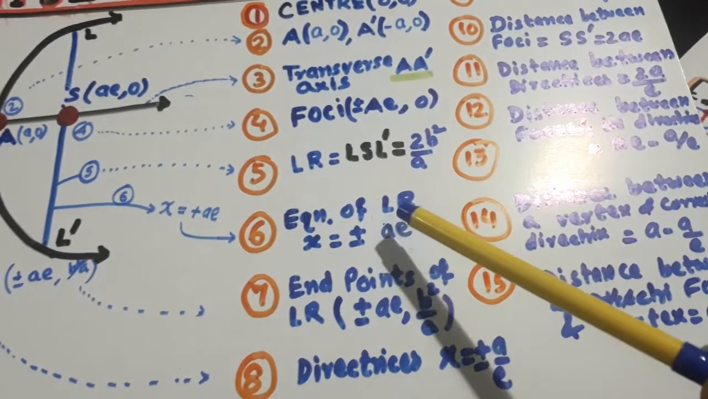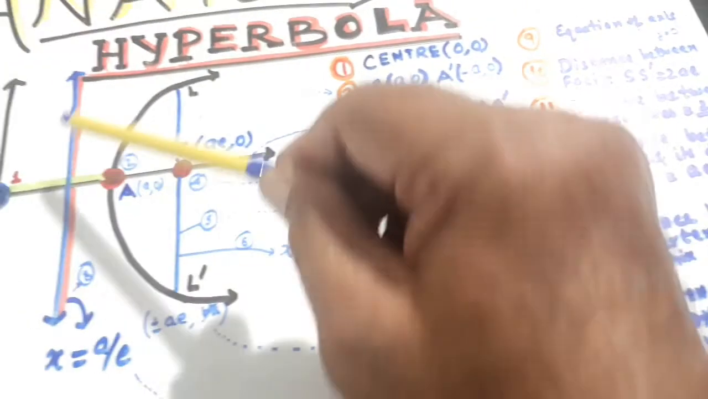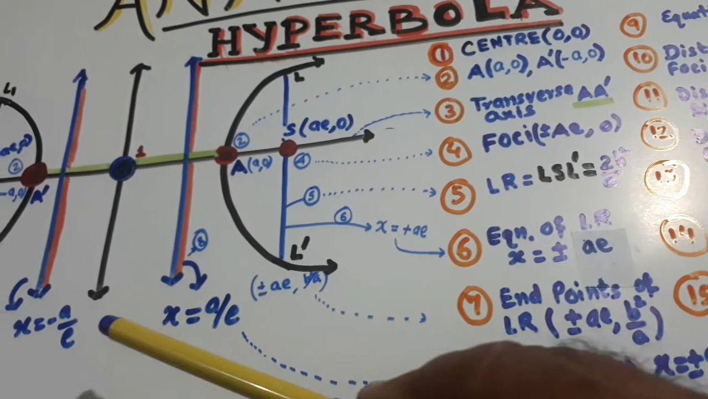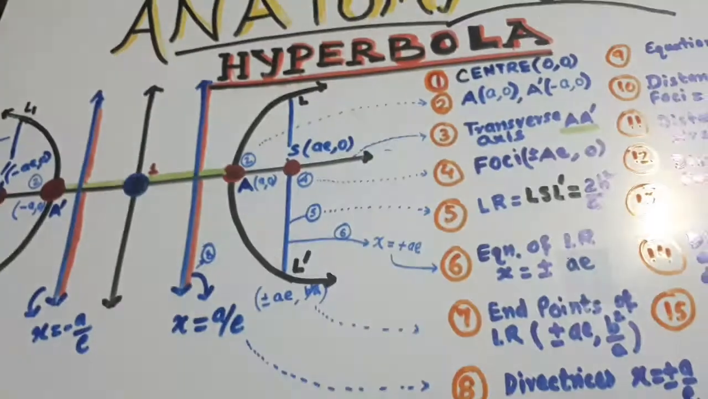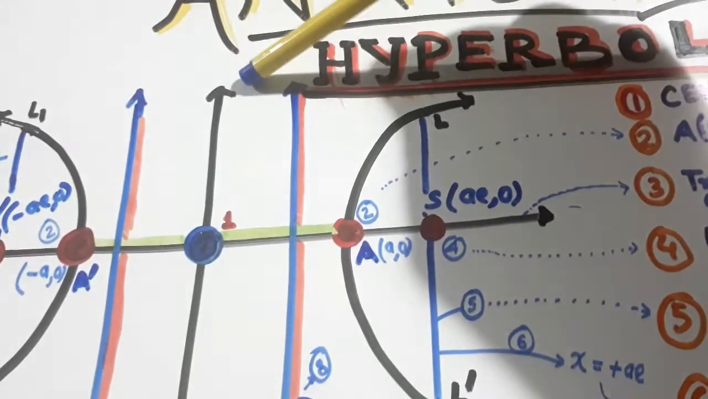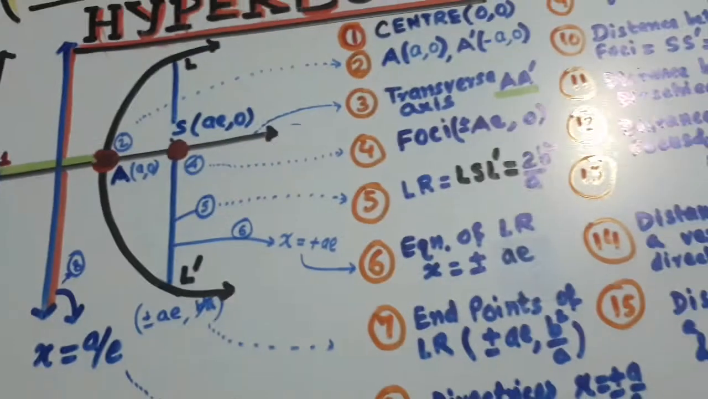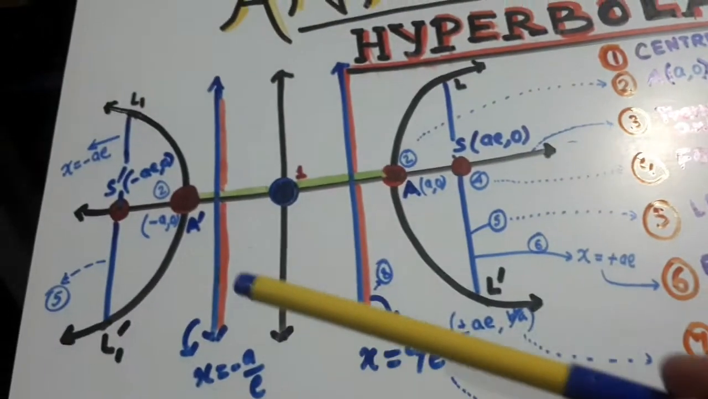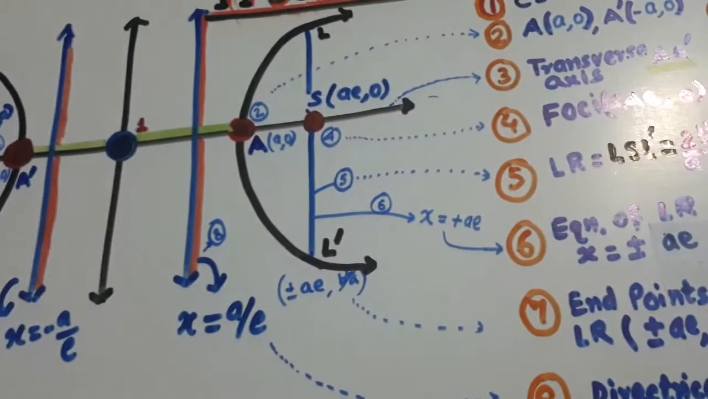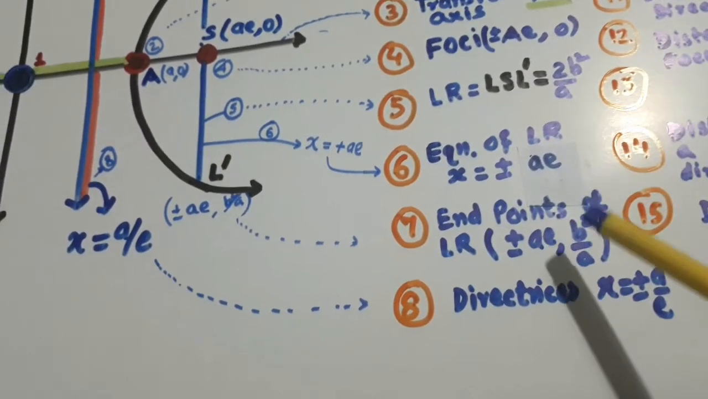Okay, next, equation of latus rectum. Look here, this line is parallel to y-axis. It will be x is equal to something, because this y-axis is x is equal to 0. And this is parallel to this, it is x is equal to plus ae. On the other side also, this is minus ae. So x is equal to minus ae or plus ae. This is the equation of latus rectum.